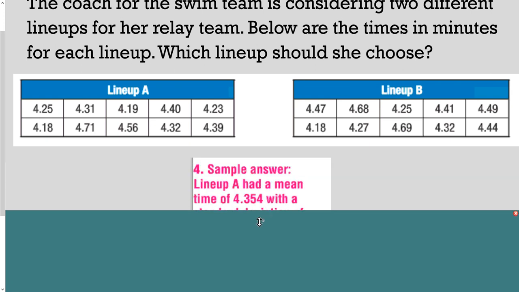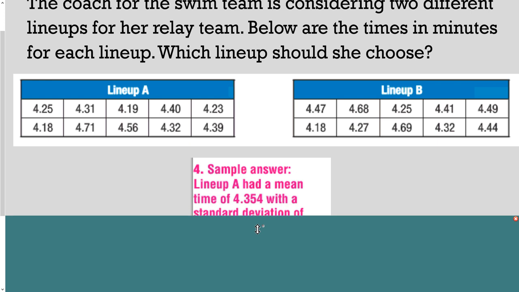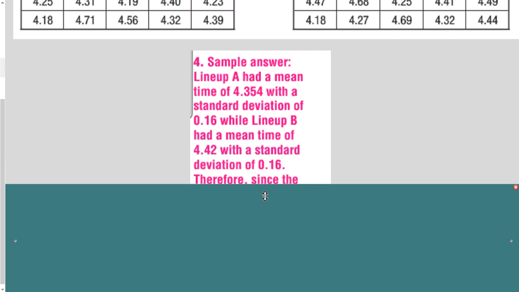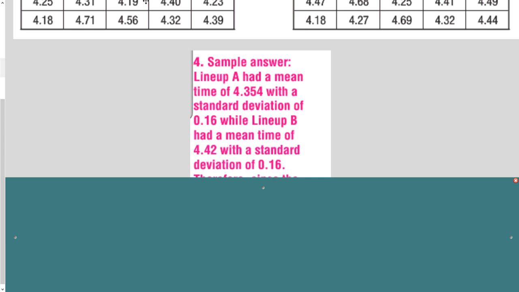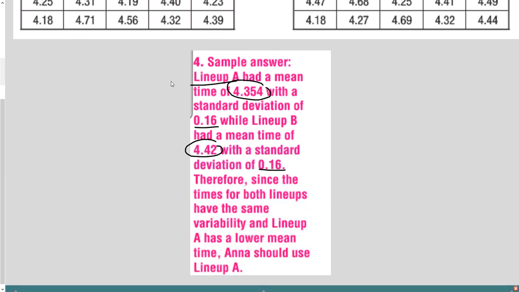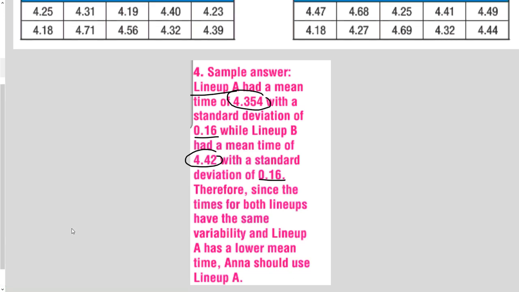Okay. Lineup A's mean is 4.354 with a standard deviation of 0.16, while lineup B has a mean time of 4.42 with a standard deviation of 0.16. So in this case, the standard deviations are exactly the same, right? Standard deviations are both 0.16. So the groupings are exactly the same in terms of their consistency. The difference is that the average times are quite a bit different. Since Team A has a lower average with the same standard deviation, definitely should be choosing lineup A because that team has a lower average time but the exact same consistency as Team B, which has a higher average time. Okay. Hopefully that makes sense.